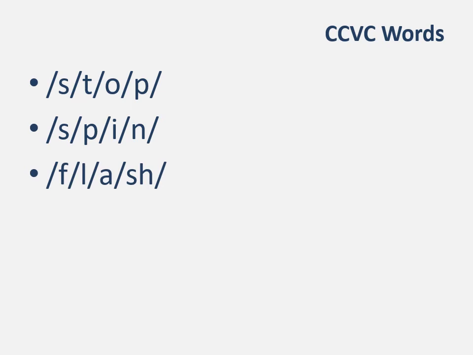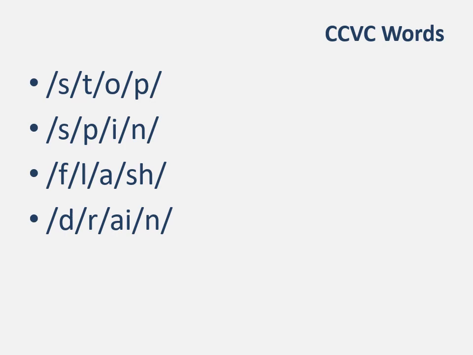Now look here, we have f, l, a, sh. 4 phonemes. The last phoneme is sh, which is made by those two consonant letters together there as a consonant digraph. What about drain?